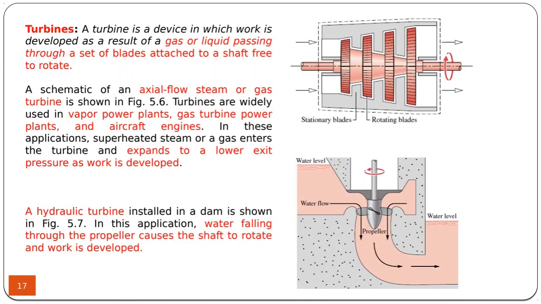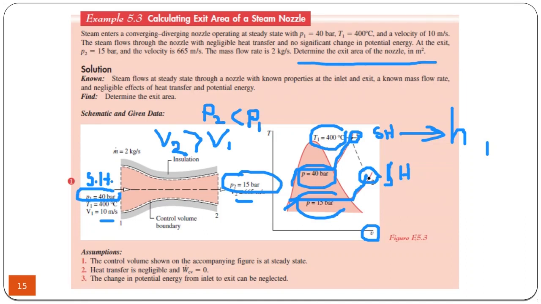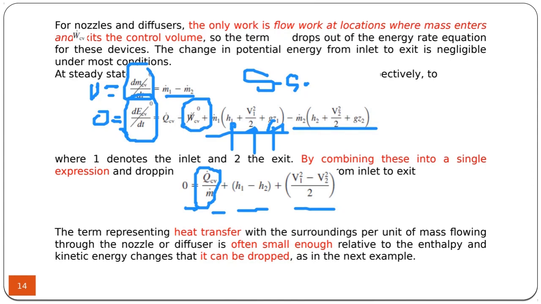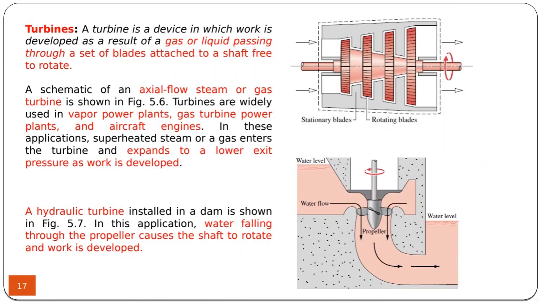Recording has started. The devices with a single inlet and single exit are called single stream devices, and the most basic ones of single stream devices are nozzles and diffusers. Nozzles and diffusers are used to increase the speed of a flow or decrease the speed of it. The second type of single stream device is a turbine.